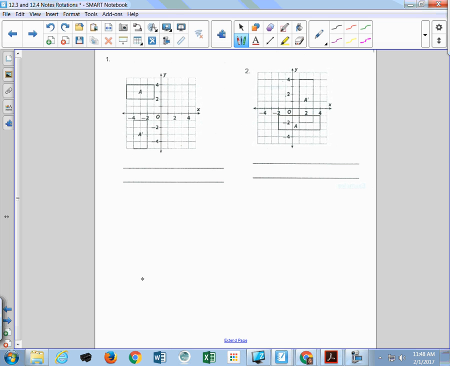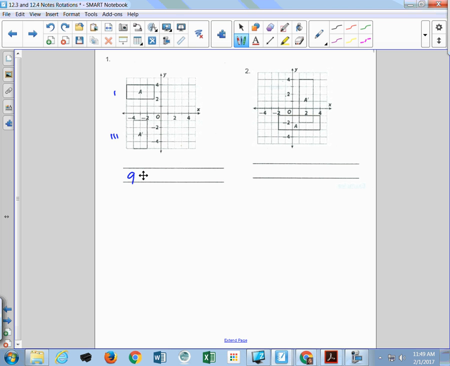So the back page, this wants us to write the transformation rule algebraically, then describe it. I find that's easier. Let's describe it first. What happened first? We started here, in quadrant 3. We ended up in 1. The easiest I would say is 90 degrees counterclockwise.